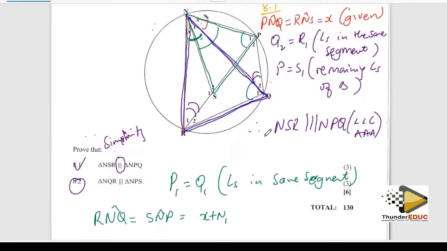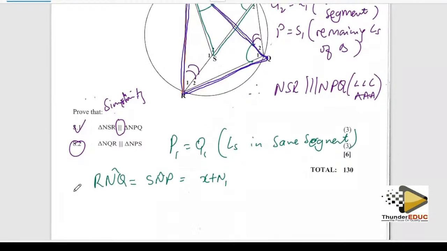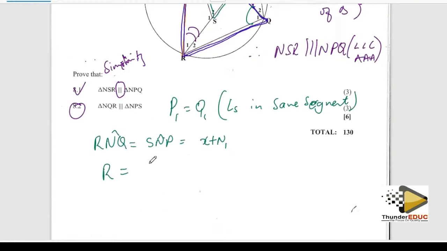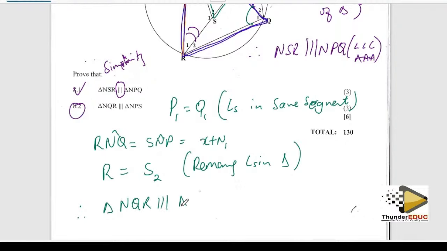Then automatically, for as long as we have that, the whole of R, that is R1 plus R2, is going to be the same as S2. The reason is remaining angles of the triangle. So we have our three facts. Then we can draw the conclusion that therefore triangle NQR is similar to triangle NPS, angle, angle, and angle.